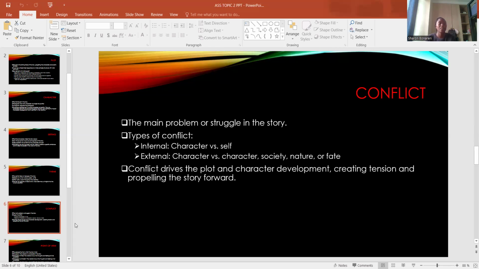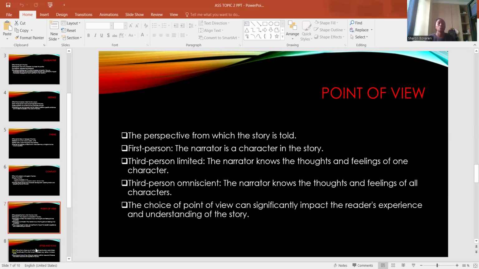And then we go to the point of view. Obviously, we have the first person and the third person. In the first person, for example, I'm the author, I'm the one writing the story. I include myself, I'm part of the characters. I'm also in the story. The narrator is a character in the story, maybe I'm the one narrating the story.